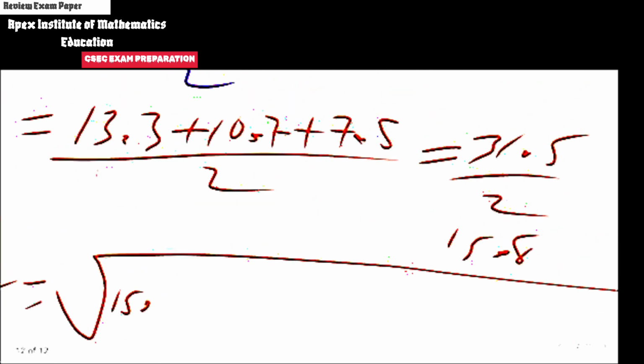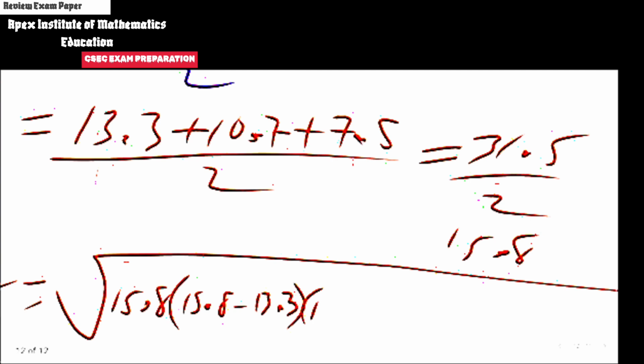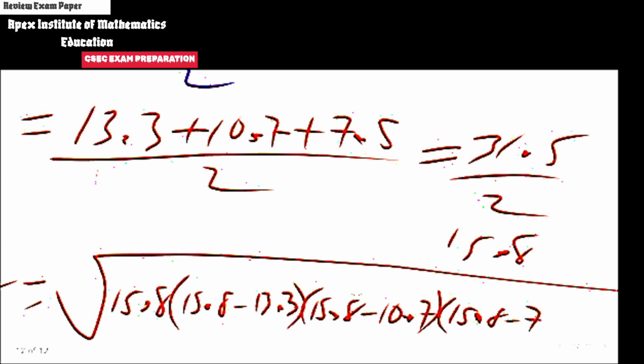So 15.8, open bracket, 15.8 again, minus the first value, 13.3, close the bracket. 15.8 once again because S repeats itself, 3 times: 15.8 minus 10.7. And then we're going to have 15.8 again, finally, minus 7.8.